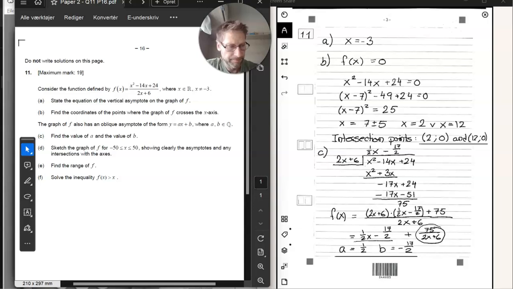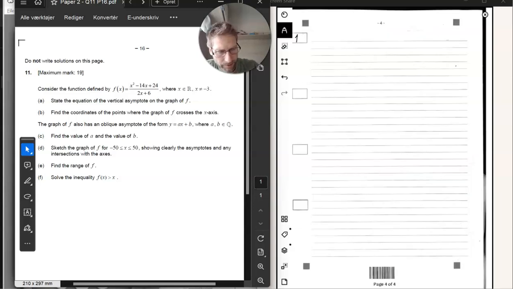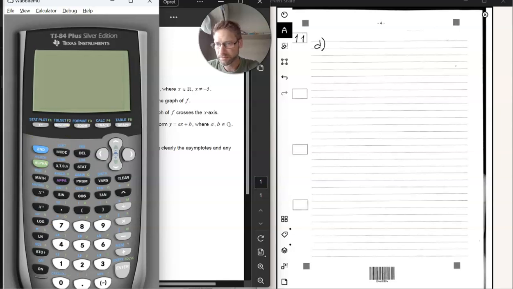Question D. Still working on question 11, and sub-question D says that we have to sketch the graph of f for x between minus 50 and 50, showing clearly the asymptotes and intersections with the x-axis. So we need the work that we did on the previous page, and of course I am not going to be on paper 2 and not using my calculator. So we go to the calculator, we clear the definitions from before, and then we type in the function.